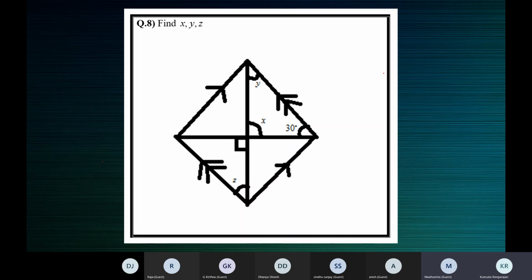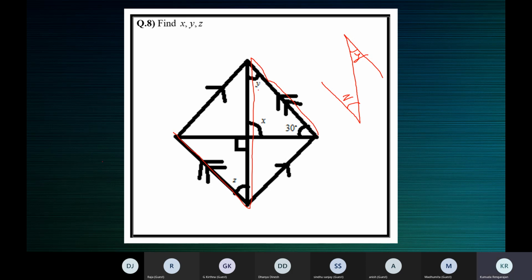See here? Z is also 60 degrees, ma'am, because the angles are interior angles of a transversal. Yeah, you can see it. Parallel line, transversal, parallel line. So here is y, here is y, and here is z. Here is z. You can see here, parallel line, transversal, parallel line, this one.